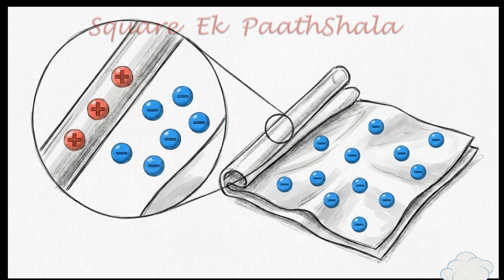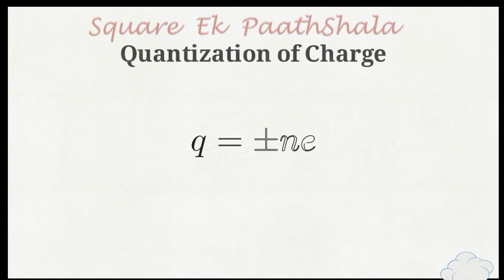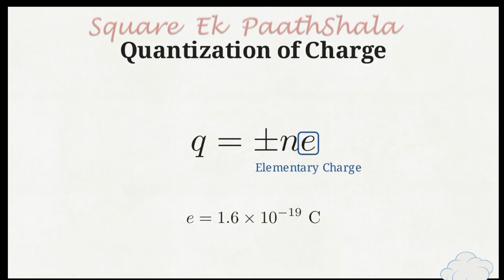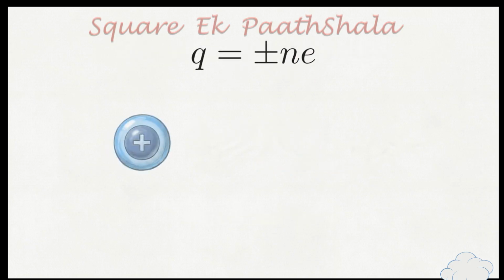A localized charge is never a completely new creation. It is only a temporary imbalance borrowed from its surrounding environment. This formula layout illustrates the third key property, quantization. Q represents the total charge, N is any whole integer, and E is the elementary charge constant, the exact charge of a single electron or proton, valued at 1.6 × 10 to the -19th coulombs.